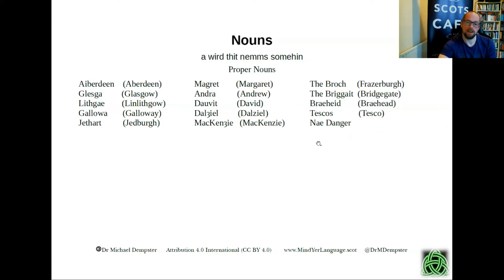And then this one, Nae Danger, that's an energy drink called Nae Danger, kind of Red Bull or something like that. And there's hundreds, if you look about, loads and loads of businesses use Scots in their names, particularly hairdressers and things like that. So you'll see proper names that contain Scots all over Scotland. So that's proper nouns.